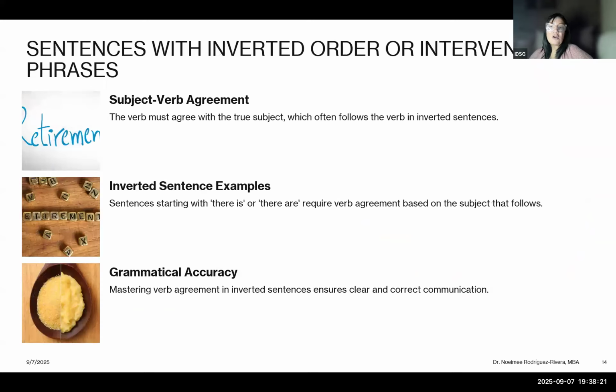In questions or sentences starting with there is or there are, the verb agrees with the true subject, which may appear after the verb. Mastering this helps maintain grammatical accuracy.